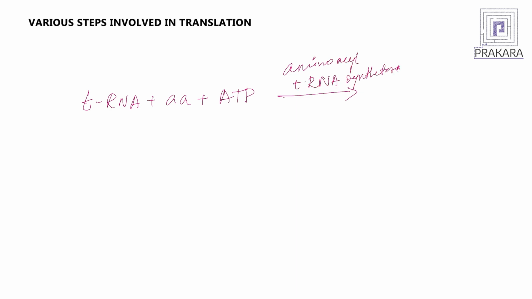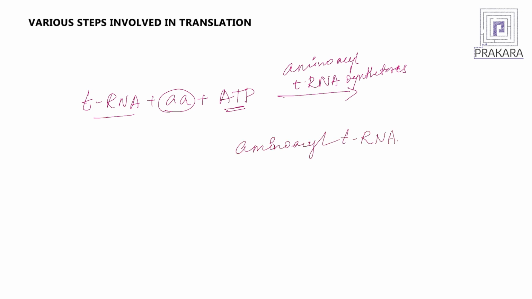In amino acylation, the tRNA is combined with the amino acid, and in an ATP dependent process, this reaction is catalyzed by enzymes called amino acyl tRNA synthetases. So, in this, the amino acid is activated with the help of an ATP molecule and is combined with its specific tRNA, giving rise to amino acyl tRNAs.